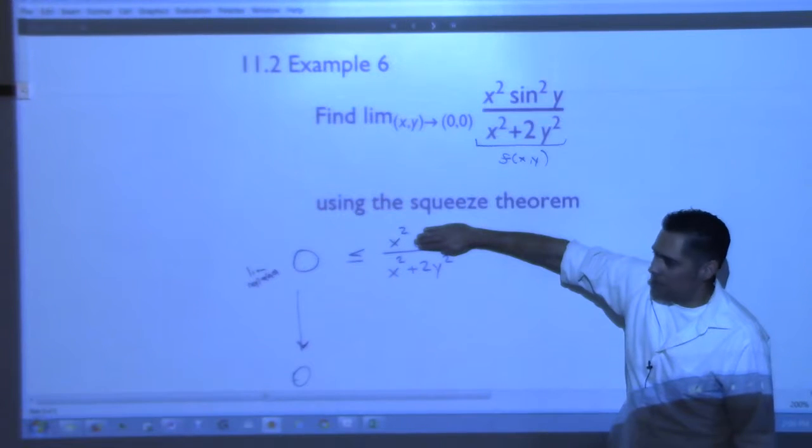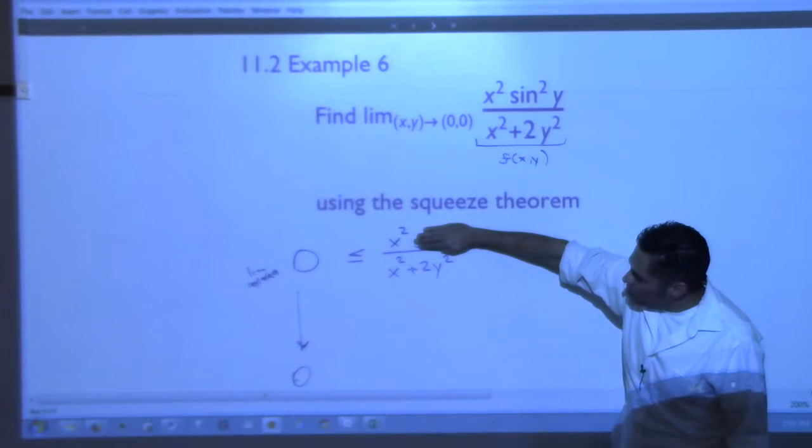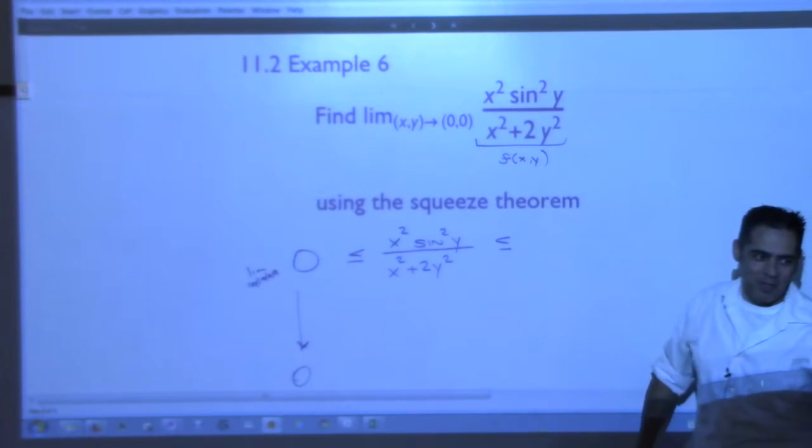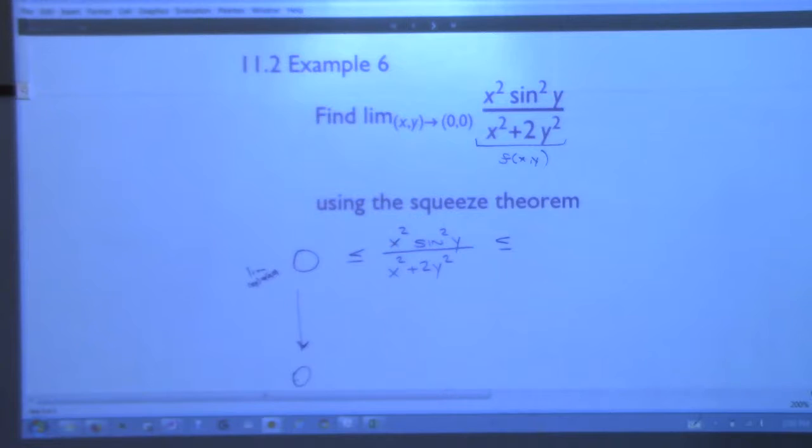Does that limit exist? As you go to 0, 0, 0, you still get 0 over 0, right? But you're so darn close, man. You're so close. 0. No. Would be 0. You told me to remove what? The sine squared y. Okay, I claim that I want the opposite of exactly what you're saying.